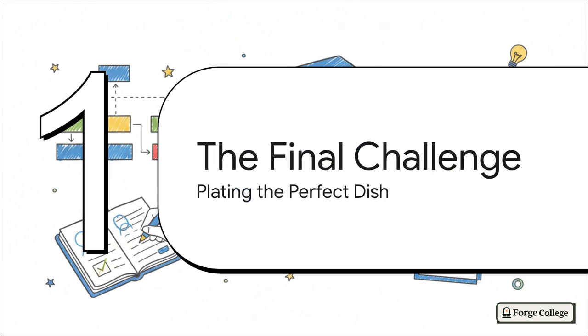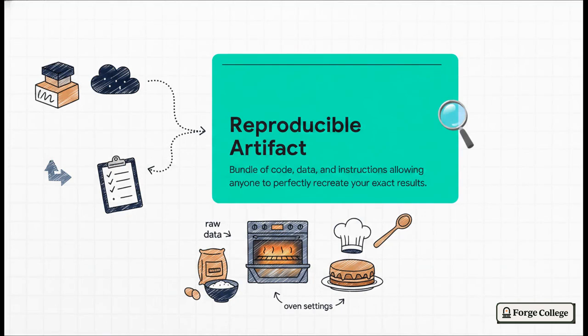All right, Section 1, the final capstone challenge, plating the perfect dish. So, you've already done the heavy lifting with your transaction demos and your privacy analysis. Now, we have to bundle all of that into a reproducible artifact. What does that mean? Well, it's a packaged bundle of your code, your raw data, and instructions that allows absolutely anyone to perfectly recreate your exact results. If you want the instructor to verify your cake tastes good, you can't just hand them a picture of it, right? You have to give them the raw ingredients and the precise oven settings.